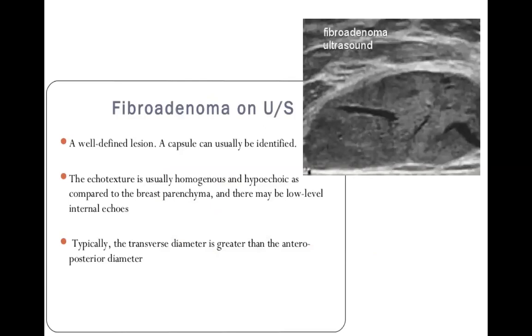This is how a fibroadenoma will appear on ultrasound. A well-defined lesion and a capsule can usually be identified. The echotexture is usually homogeneous, and it is hypoechoic as compared to the rest of the breast parenchyma. Typically, the transverse diameter is greater than the anteroposterior diameter.